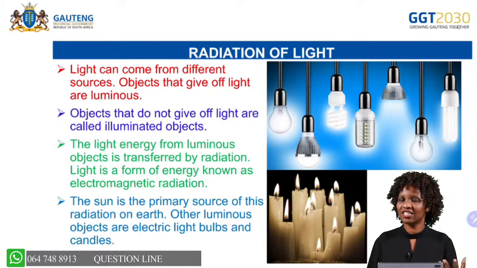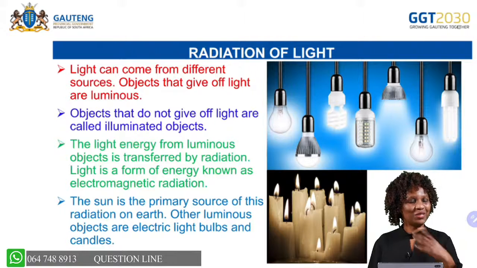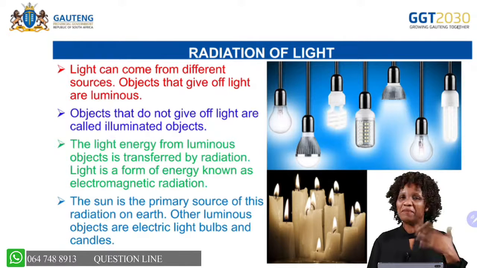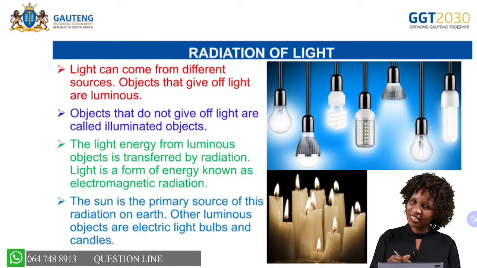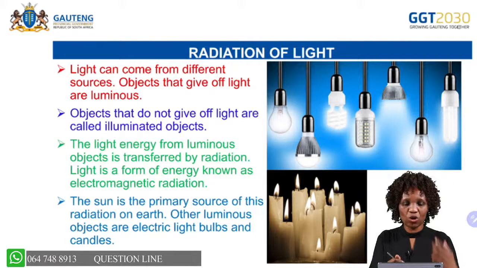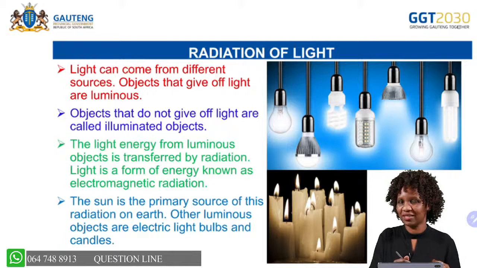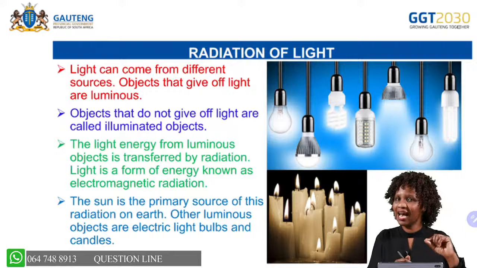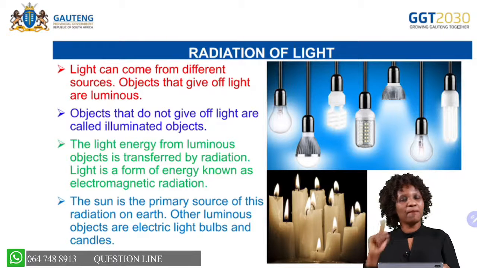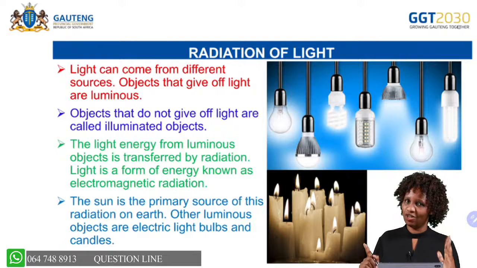And then let's look at radiation of light. Light can come from different sources. Objects that give off light, we call them luminous. You see, luminous is coming in now. All the objects that give off light or emit light are luminous. And then objects that do not give off light, we call them illuminated objects. These don't emit light. They are illuminated. That is the difference between luminous and illuminated.